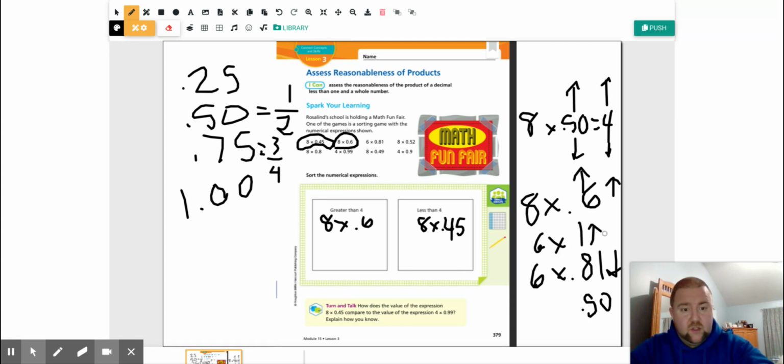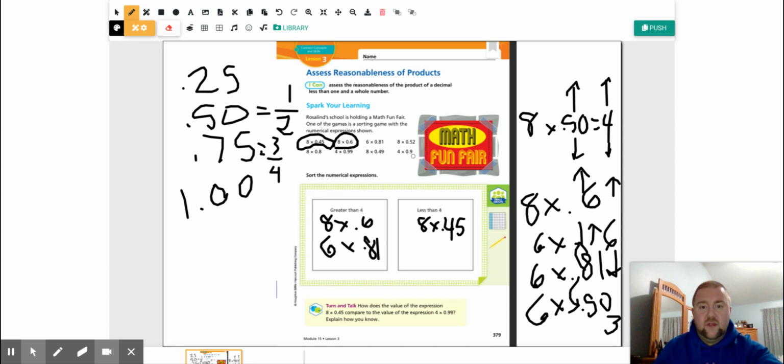Well, 6 times 1 is going to give me 6, but 6 times 50 hundredths would be 3. So we still don't know if our answer is going to be greater than 4 or less than 4. But what I like to think of at this point is, is 81 hundredths closer to one whole or is it closer to 50 hundredths? And 81 hundredths is closer to one whole. So since that estimate would give me a 6, I know that 6 times 81 hundredths would be greater than 4. So that's the third one there. Really, that's what we're doing with this lesson: using estimating to find out whether it's going to be greater than or less than a certain number.